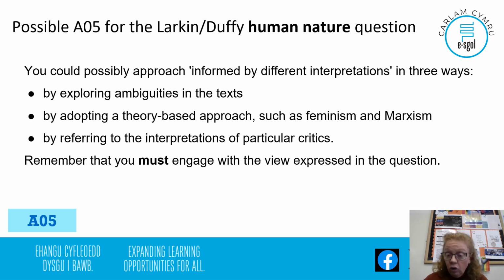However, you have got to engage with a view that's expressed in the question. The question will prompt you to discuss something. If you're engaged with that, you're engaging with one possible interpretation. If you then show that there's a different reading to that, you're then giving an alternative reading, and that is the way to go about getting your grade for the AO5.